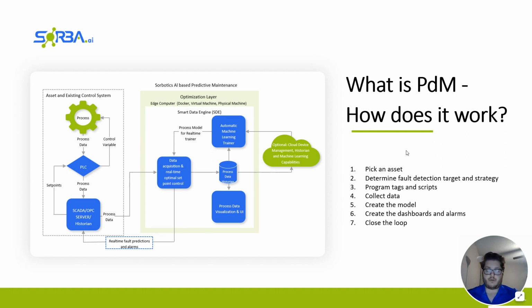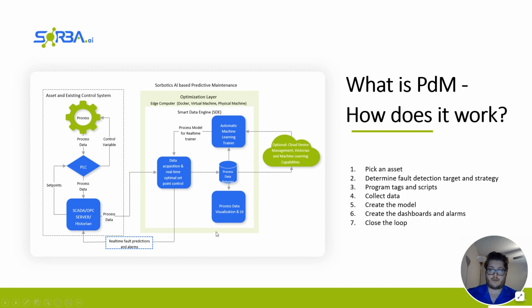With Sorba, the way that we accomplish that is by building machine learning models that can tell you when there are or will soon be issues with your machine. Here we have your current system, where the process, whatever asset you're trying to perform predictive maintenance on, is connected to some form of PLC and typically some form of SCADA system, OPC server, or some form of data historian.